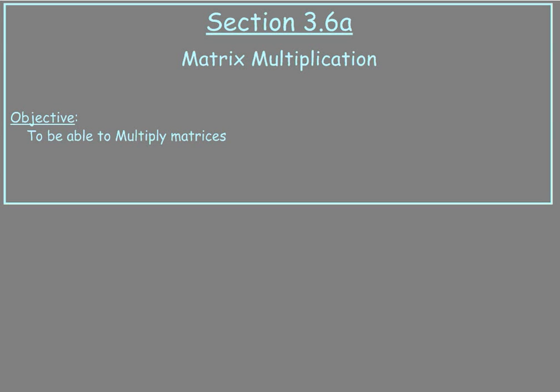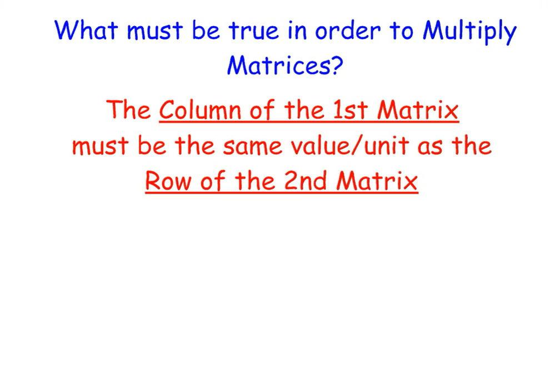Today we're going to look at section 3.6a, matrix multiplication. Our objective today is to be able to multiply matrices and more specifically multiply by hand. So what must be true in order to multiply matrices? Well, the column of the first matrix must be the same value or unit as the row of the second matrix. It's a little bit more complicated than what we had to do with addition and subtraction.